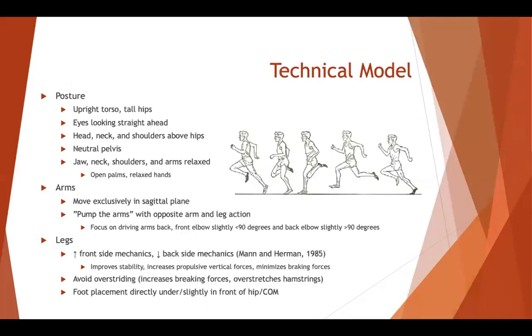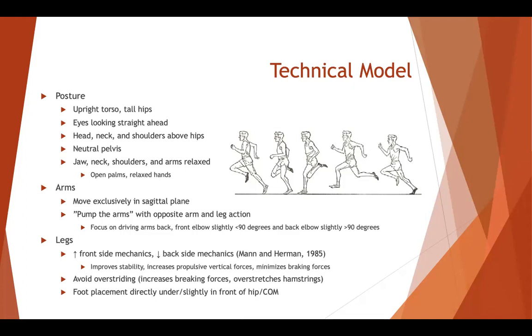Moving into the technical model of max velocity sprinting, we're looking for athletes to have a more upright posture than acceleration. Throughout acceleration, the athlete should rise slowly like an airplane, and now they should be upright, eyes looking straight ahead, head, neck, and shoulders in line with their hips, a neutral pelvis, and their hips should be tall, meaning they're not sinking into their lower body but have stiff legs and ankles.